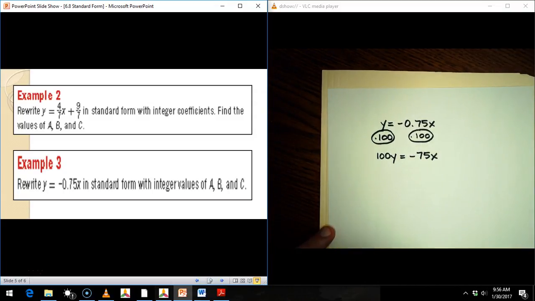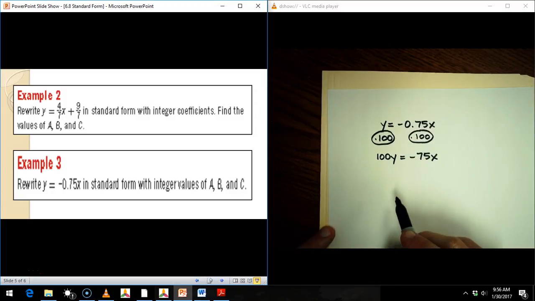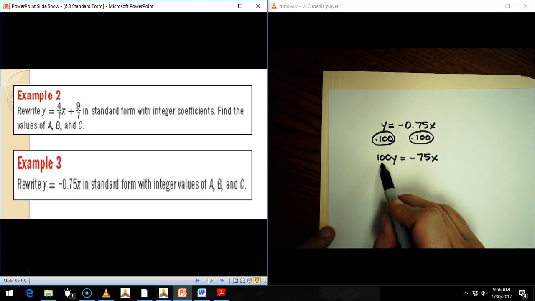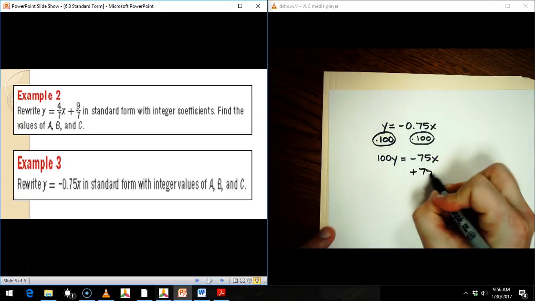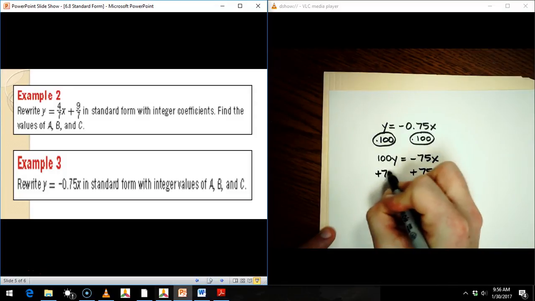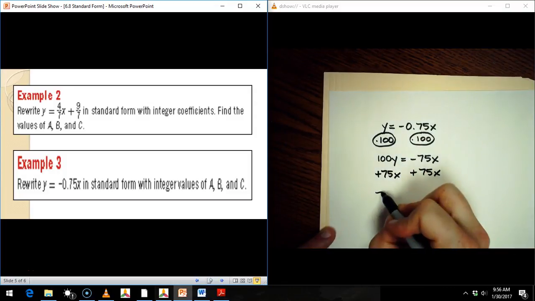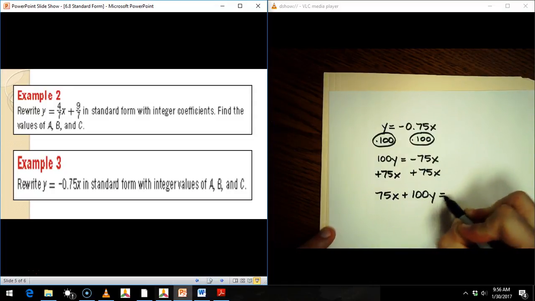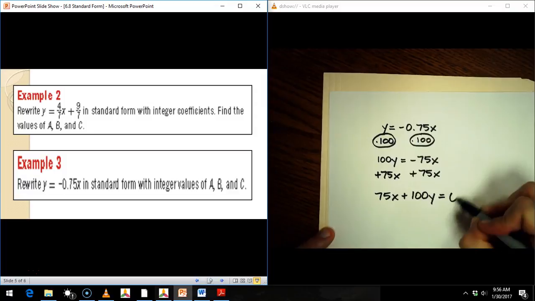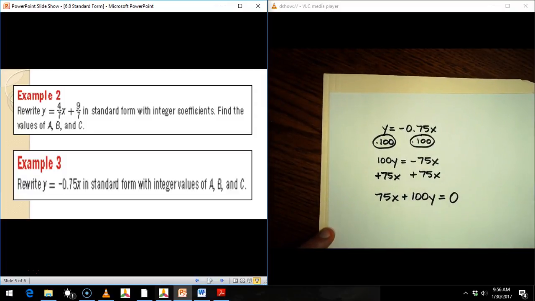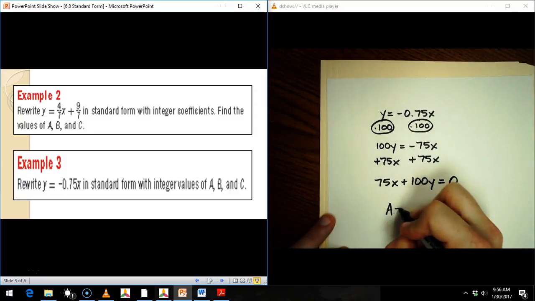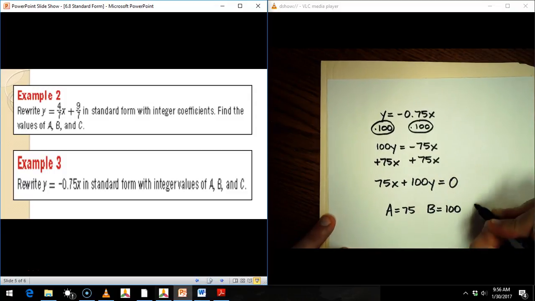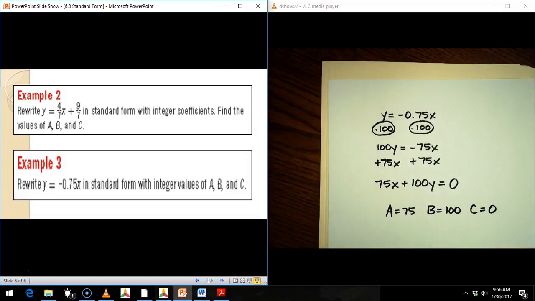So now, to get standard form, I'm going to take this term and send it over to the left side. So I'm going to add 75x. So correct standard form is 75x plus 100y equals 0. So what are my A, B, and C values? A is 75, B is 100, and C is 0.